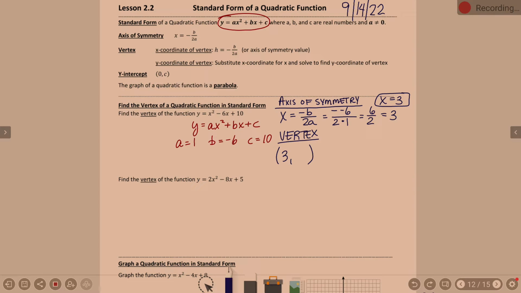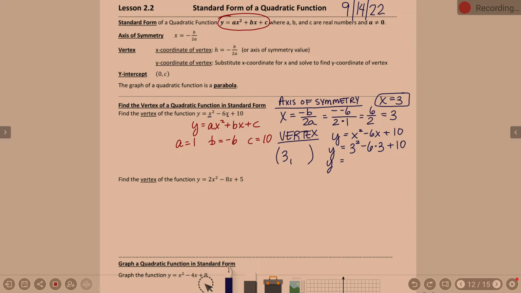What do I do with 3? 3 is an x value. Where am I going to put that x value? Back into my original equation. So we're going to use y equals x squared minus 6x plus 10, except I'm going to say 3 squared minus 6 times 3 plus 10. It's substitution. You're substituting the x value in for the x coordinate.